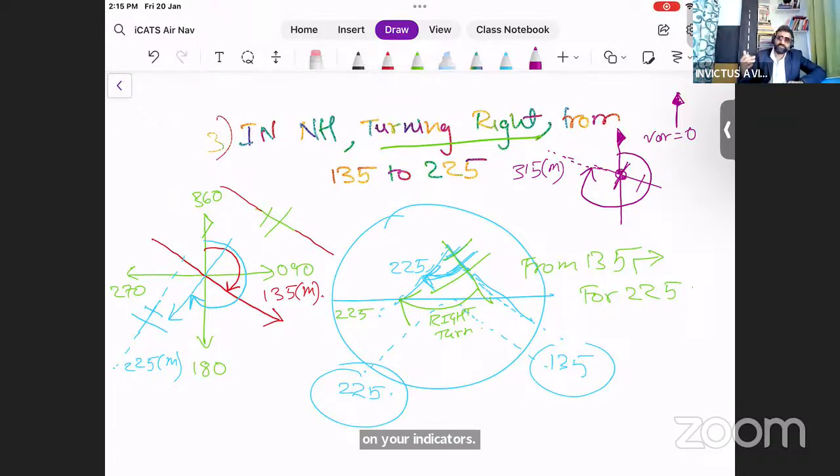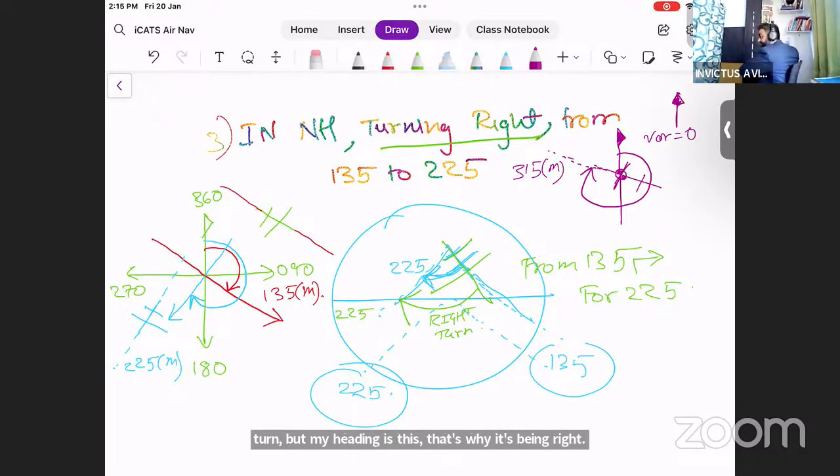So the third situation in the northern hemisphere: turning right from 135 to 225. My heading is this, that's why it's a right turn. So my heading would become like this. So I'm turning right. So it's on my right turn right now. Are you getting it?